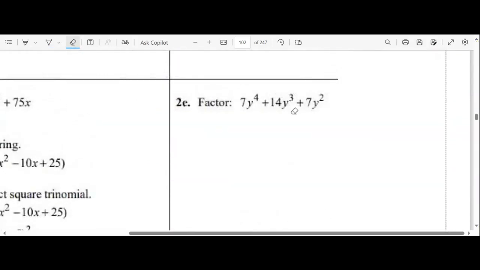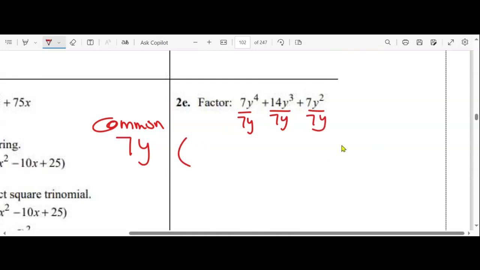Okay, what about this one? Do we have anything common? 7y, okay. So divide by 7y. What do you get? Y cubed plus 2 cubed. What about if you take y squared? Is that possible as a common? Yes. So in this case, what are you going to get? Y squared, okay? 2y, 7. No.